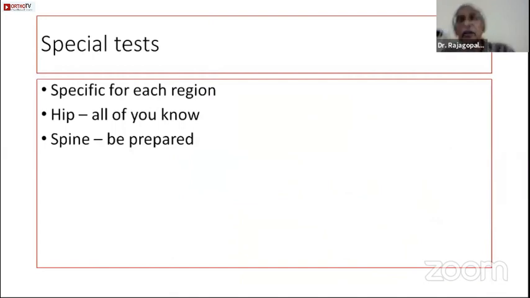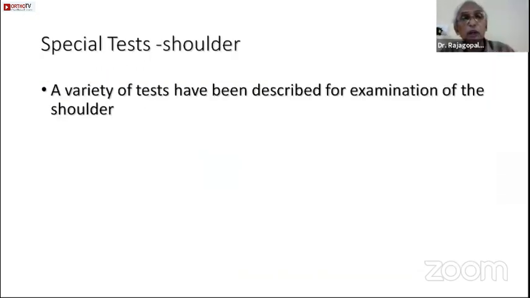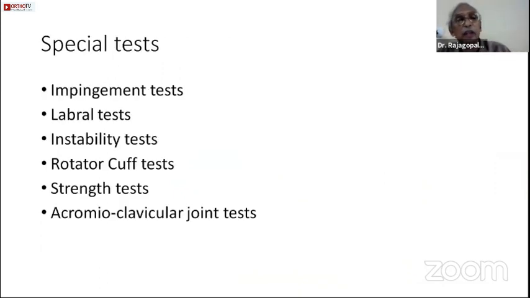Special tests are many. All of you, postgraduates, will know and be prepared for special tests in the hip, like Schober's test for measurement in the spine, but in the exam, you might forget. So there's one thing that I usually do. Let's, for example, take a shoulder. There are so many tests for impingement, labral tests, instability tests, etc. You can't remember them every day.